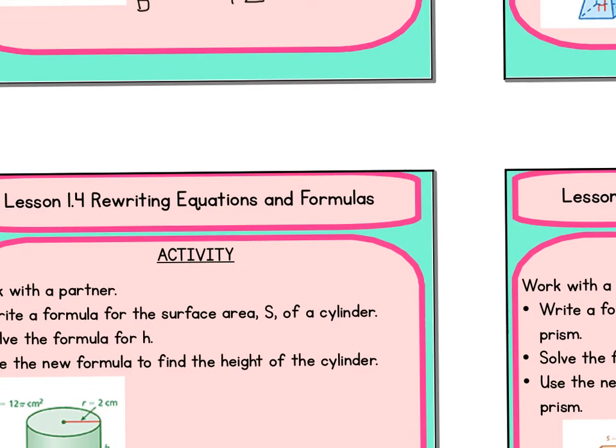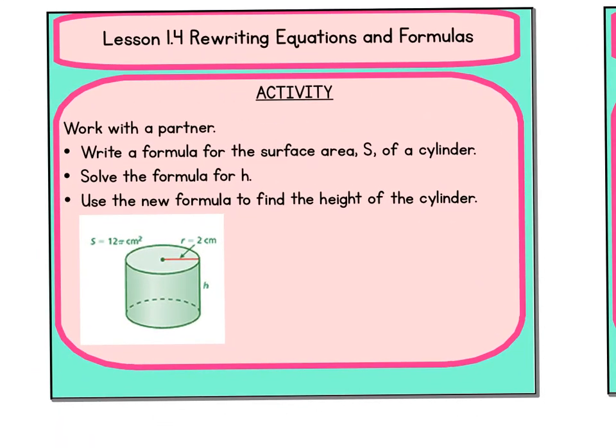Okay, so we're going to move on to the next one. On this one, we had to find the formula for the surface area of a cylinder. The formula that we need to use for this is surface area, S, equals 2 pi times r times h. So what we're going to do to get the h by itself is divide by 2 pi r.